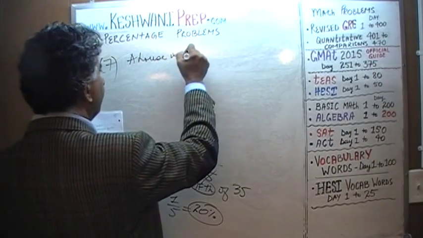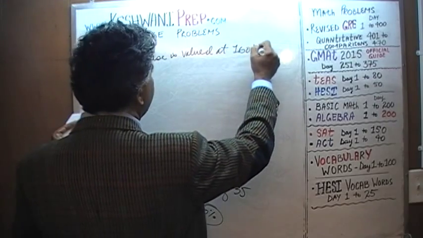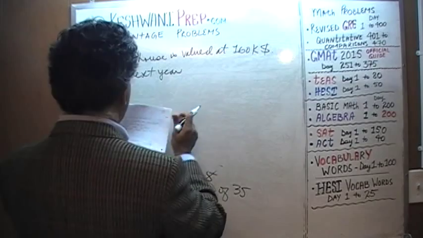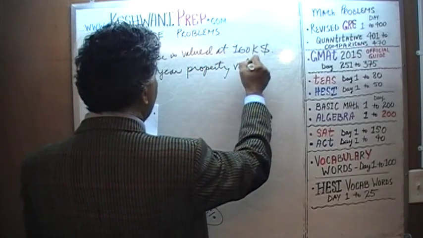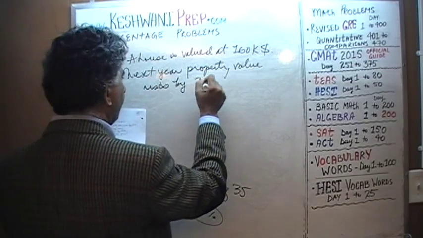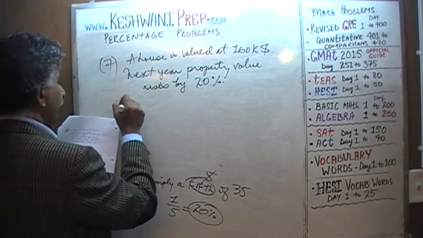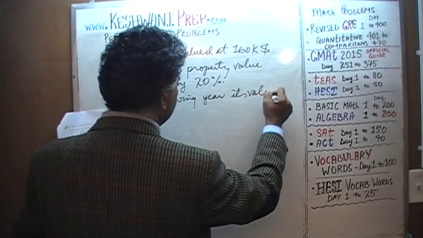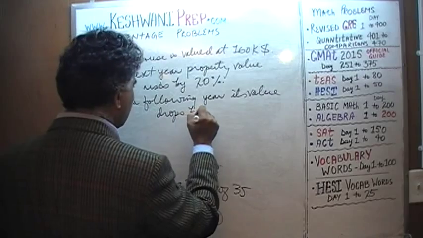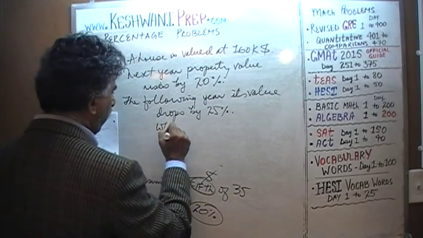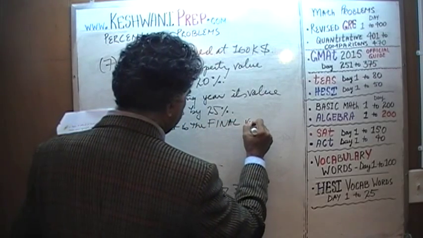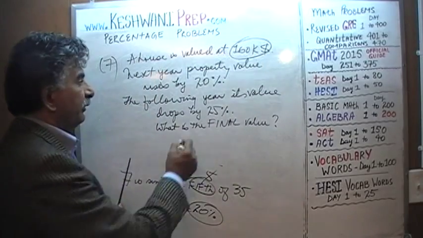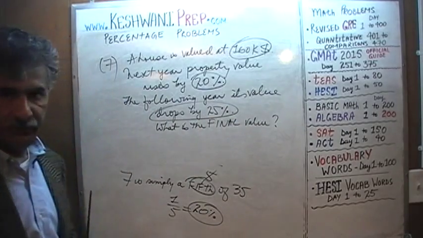A house is valued at $160,000. Next year the property value rises by 20%. The following year its value drops by 25%. The question is, what is the final value of the house if originally it was worth $160,000, then the price goes up by 20%, and the following year it drops by 25%? Let's do it, shall we?